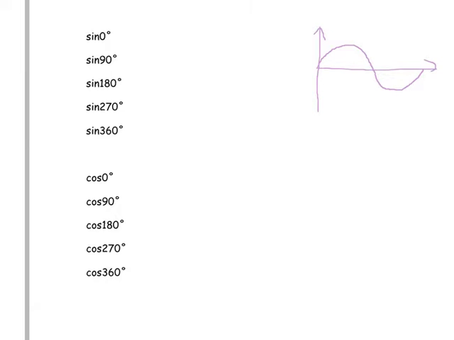It oscillates between 0 and 360, and the middle is 180. And if you remember, it goes to a height of 1 and -1. So sine of 0 is equal to 0. The sine of 90 is 1. Sine of 180 is 0. Sine of 270 is -1. And sine of 360 is 0.